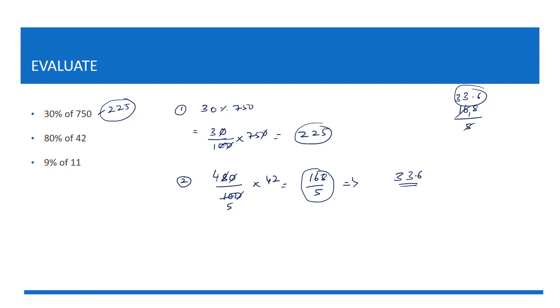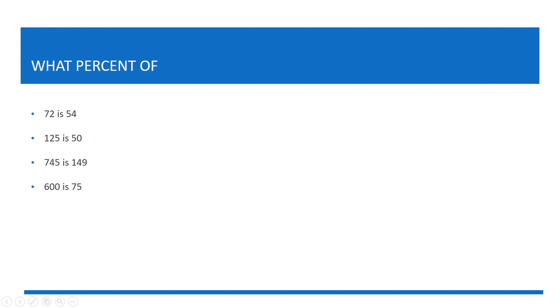Right. Let us check out the third example here, that is 9% of 11. How are you going to do 9% of 11? 9 divided by 100 into 11. Correct? Which is going to be 99 by 100. You can keep it like this, or otherwise further you can calculate. Right. Fine. Let us go with the final one.